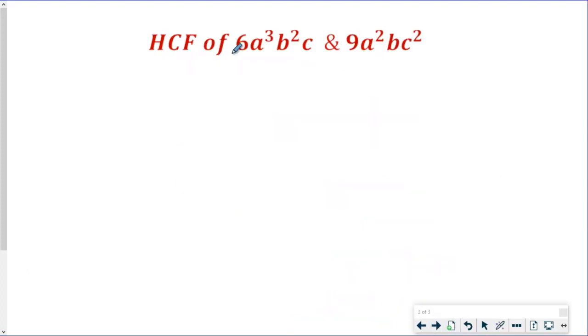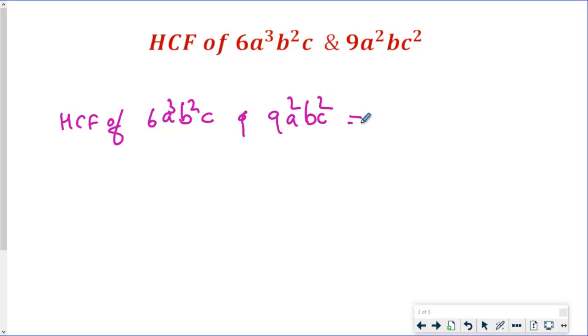So we want to find the HCF of two monomials. Here we are finding it by using one simple method. For finding the HCF of 6a cube b square c and 9a square b c square, first we take the constant term, then the variables. Here the constants are 6 and 9. So 6 comma 9. Now you have to find the HCF of 6 and 9. HCF means highest common factor.